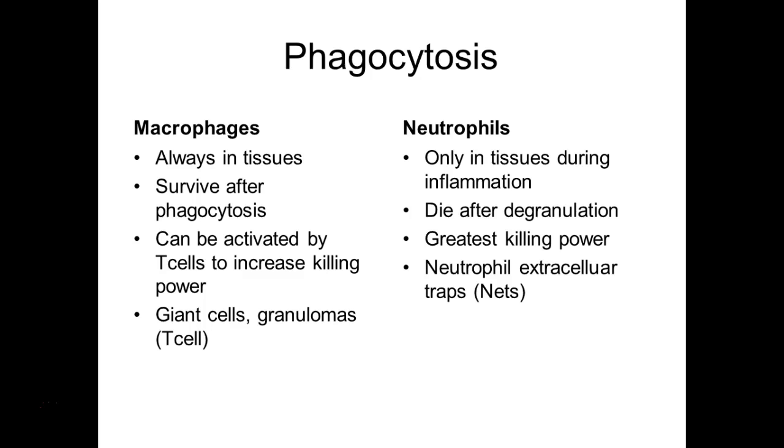So how are these two major phagocytic cells similar and different? Macrophages are always in your tissues. So you have those resident macrophages on guard all the time. Neutrophils, on the other hand, only travel into your tissues during inflammation, when they're called to the area. If neutrophils degranulate, if they release their granules, they will die. Macrophages can survive after phagocytosis. They can eat and eat and eat. Macro meaning large, phago referring to eating.